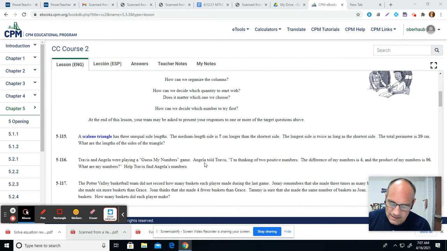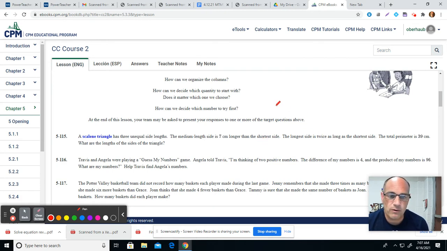All right, so we're back to this idea of if I knew one thing, I could solve everything. And if I read it again, the medium length side is 7 centimeters longer than the shortest side. The longest side is twice as long as the shortest side. The total perimeter is 39. So here's what I think. If I knew the shortest side, I think I could solve everything.